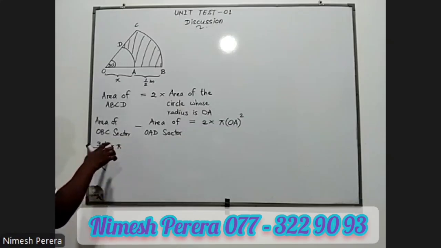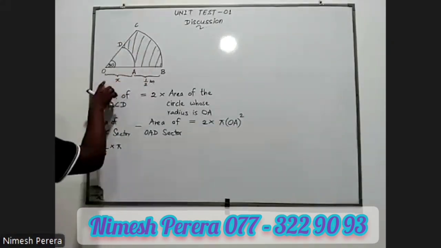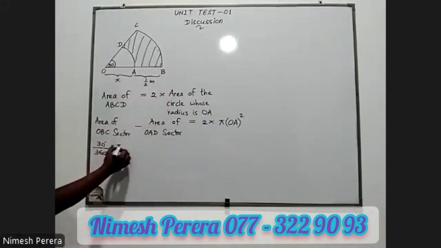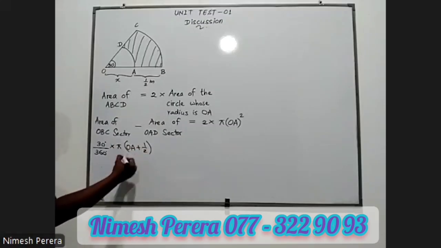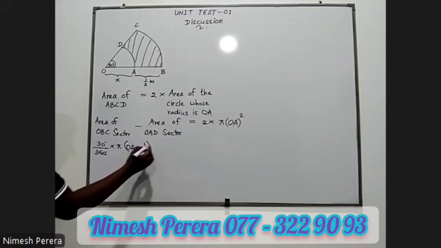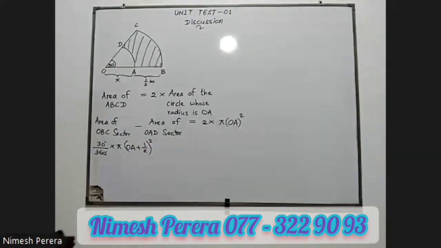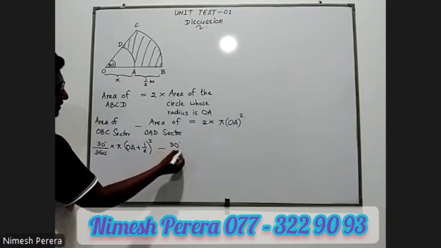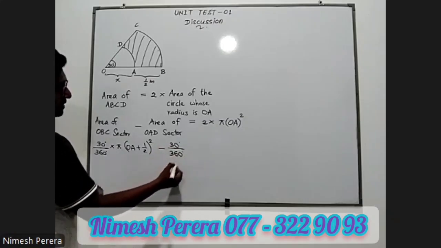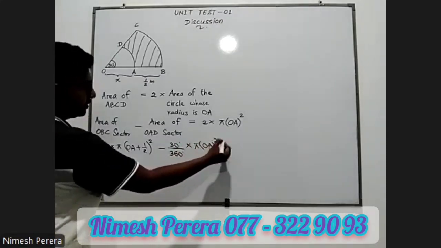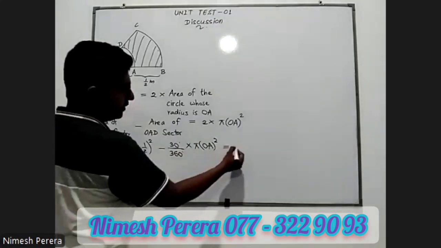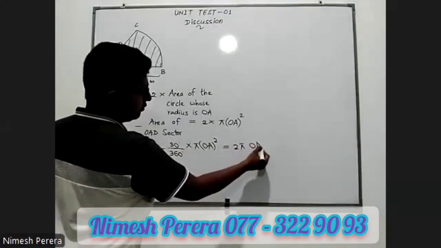Now, what is the radius of OBC sector? OA plus AB. I will write that as OA plus R. Later, I am going to substitute X for OA. We have to consider the square of that. Minus area of OAD sector is once again 30 degrees divided by 360 into pi r square. What is the radius OA? OA square equal 2 pi OA square.